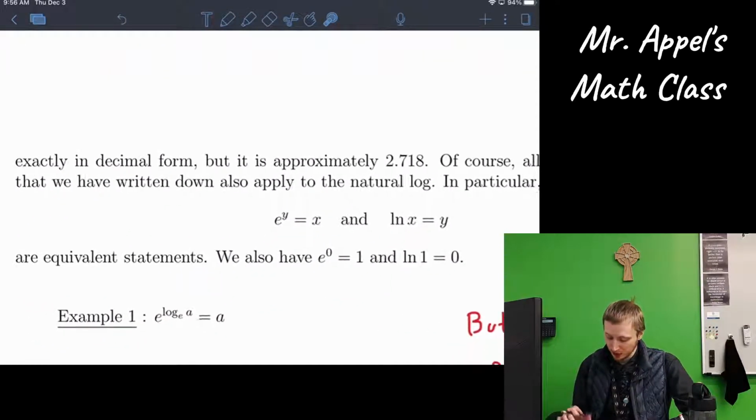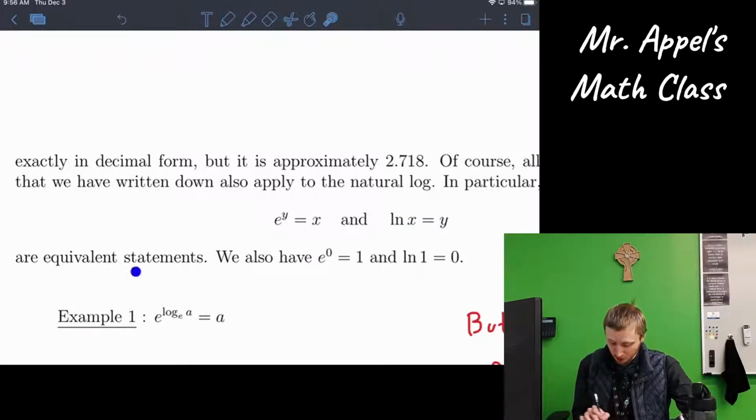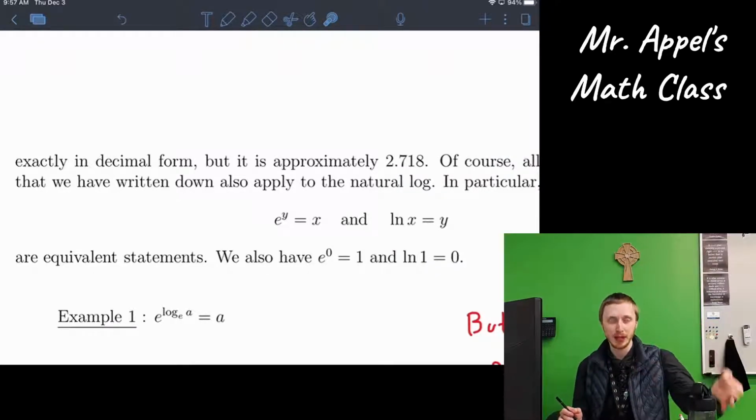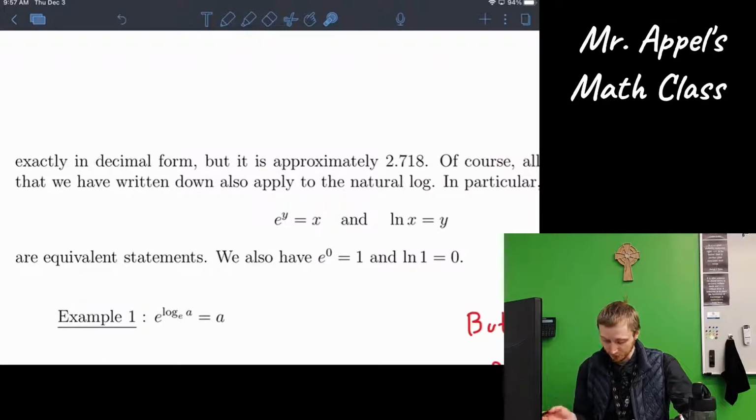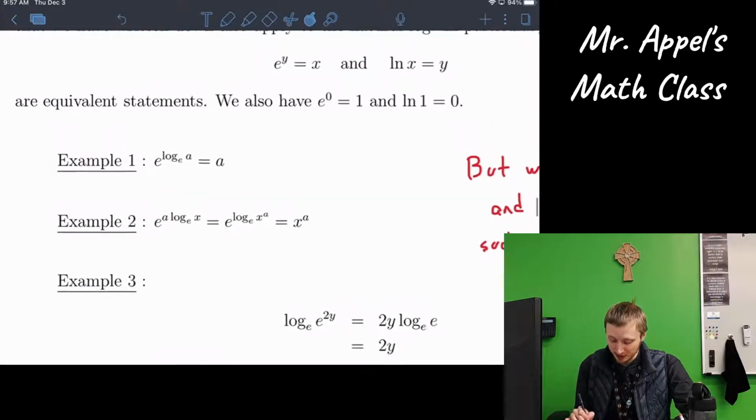And if we want to get particular, we can write them thusly. E to some number y is equal to x, and thus ln of x is equal to y. Of course, the e has been subsumed in the n here for the natural log. Those are our equivalent statements when dealing with natural log. And as usual, e to the 0, like any number to the 0, is 1. And natural log of 1, just like the log of any number, the log with any base of 1 is 0. So real quick, let's look through these examples given here.